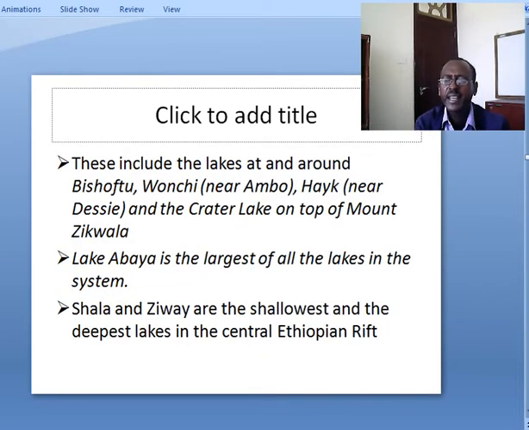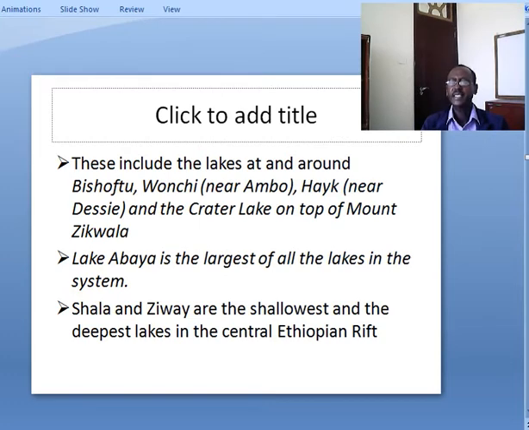There are so many crater lakes in Ethiopia. These include lakes around Bishoftu, Wonchi, Haik, near Dese, and the crater lake on the top of Mount Zukwala. On the top of Mount Zukwala there is a lake, and that lake is a crater lake.